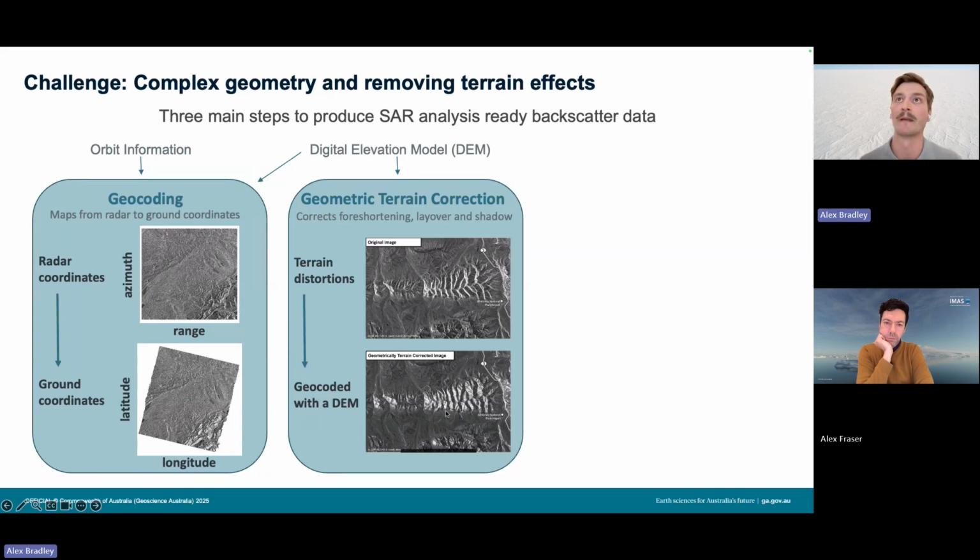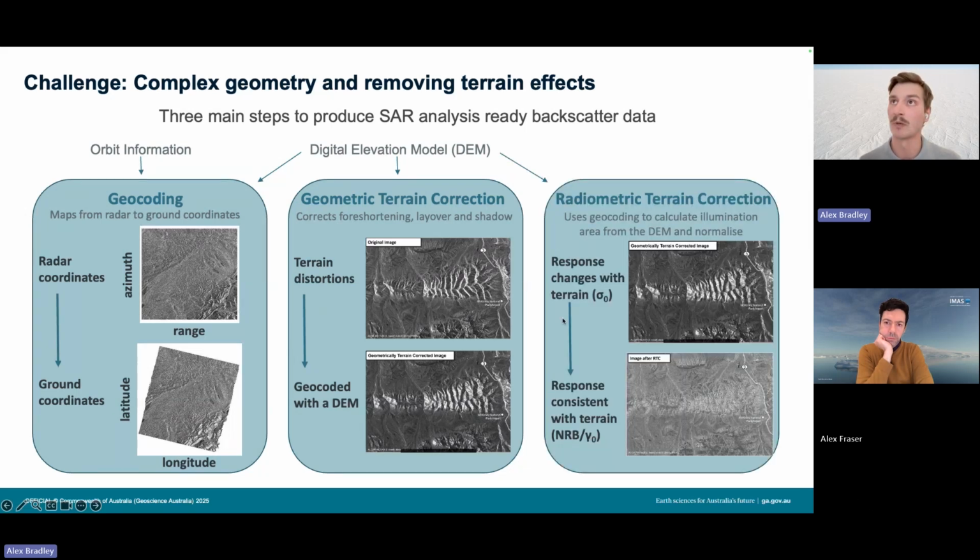And the last and most important is that last step I mentioned, which is about correcting the brightness for the terrain impacts to get our normalized radar backscatter. And you can see that a key input along this whole process is a digital elevation model, or essentially a digital representation of how high the Earth is at any given point.